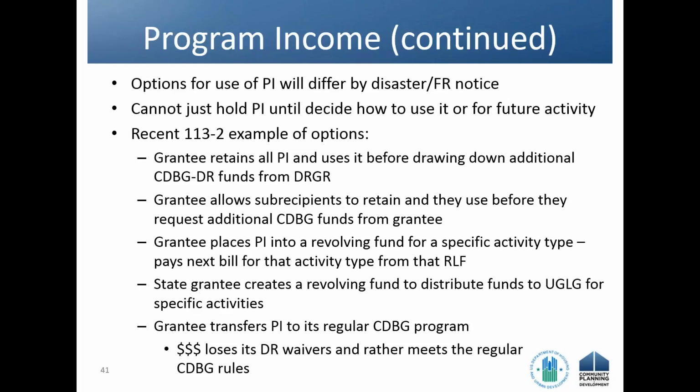The downside of that, don't forget, is that we talked about those expenditure deadlines that are ticking away in the background. So the more program income you have and the more you have to spend it, the slower you're going to be to spend out of DR-GR. So think about balancing that.